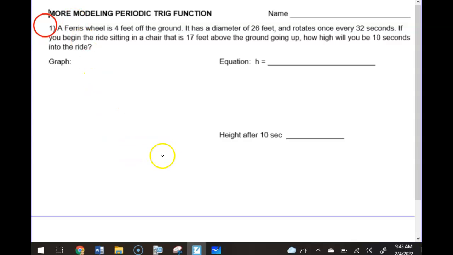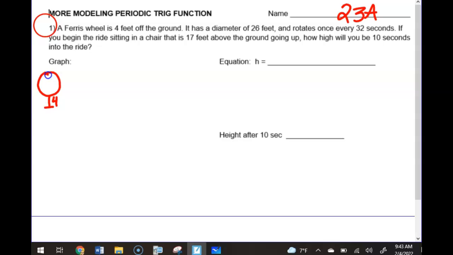I'll go ahead and start on the worksheet then. Number 1, this is what worksheet again? 23? A Ferris wheel is 4 feet off the ground. Okay, I'm gonna draw a little wheel here because I think we're gonna need it to think about something they tell us. So it's starting 4 feet off the ground, okay?